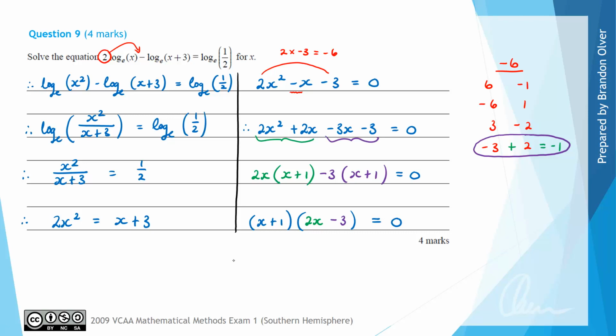So now if we use the null factor law, we find that x could equal -1, and we could find x is equal to +3 on 2.